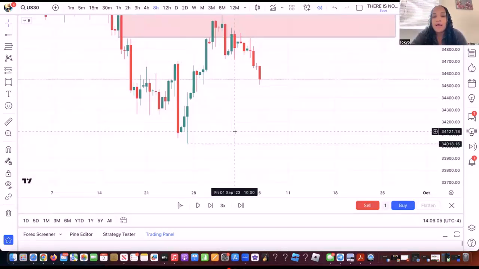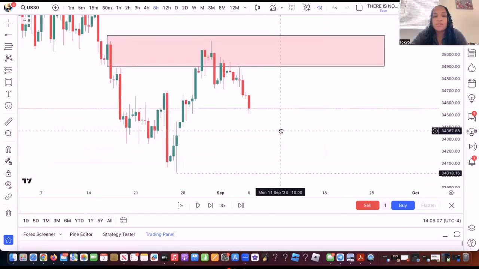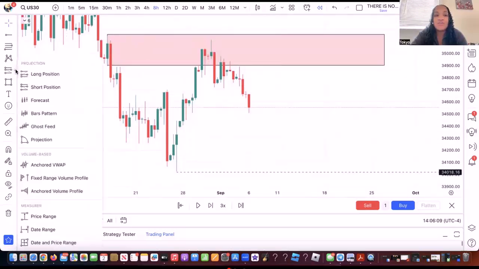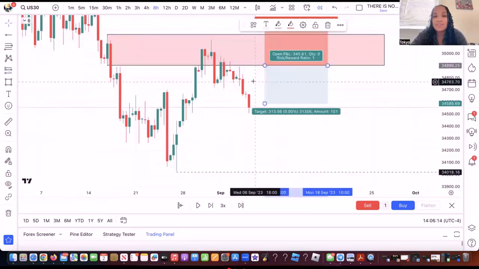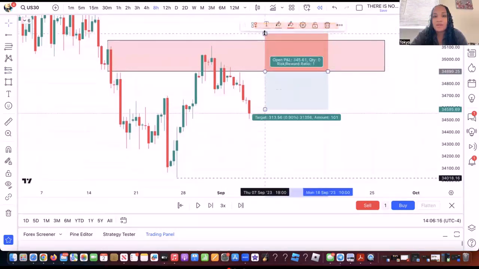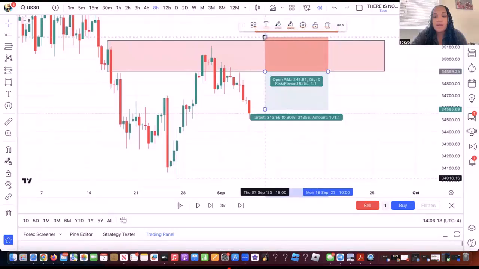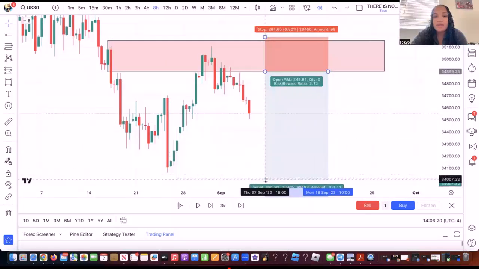Now, before I enter this trade, the smart thing to do is to calculate your risk to reward before you even enter this trade, depending on your account size, right? I want to maybe keep the high right above here and target here. The minimal for me is a 3-2-1.